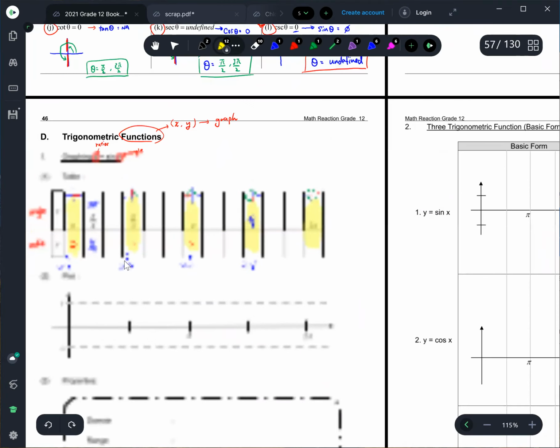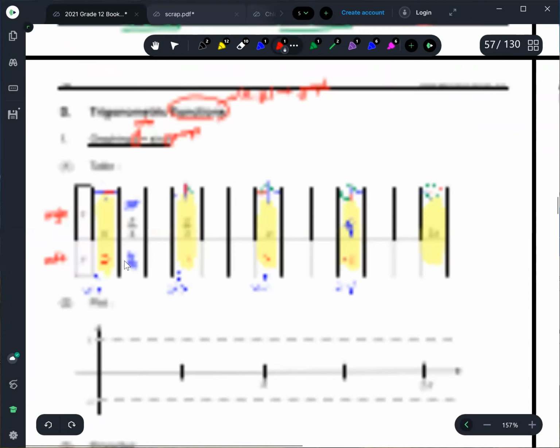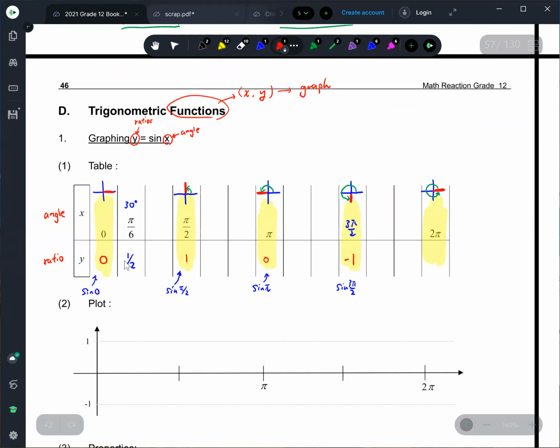Can you try the last one? What's sine of 2 pi then? 1. 2 pi, it will make a full circle, right? Oh, okay. 0. Yeah, it'll go back to 0. So sine of 2 pi is 0. After that, it will start to repeat again if you keep on turning.